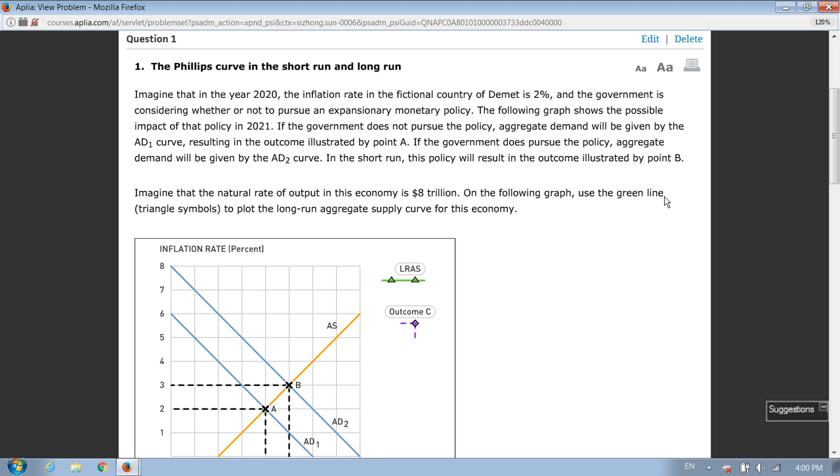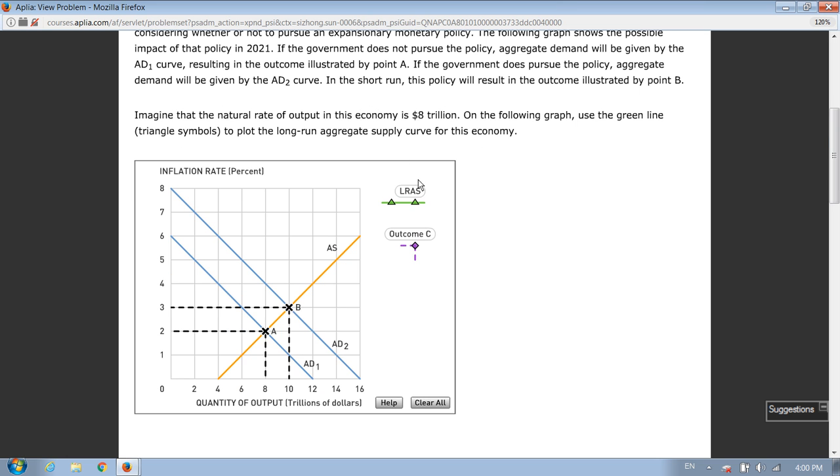If the government does not pursue the policy, aggregate demand will be given by AD1, resulting in the outcome illustrated by point A. If the government does pursue the policy, aggregate demand will be given by AD2. In the short run, this policy will result in the outcome illustrated by point B. Imagine the natural rate of output in this economy is $8 trillion.